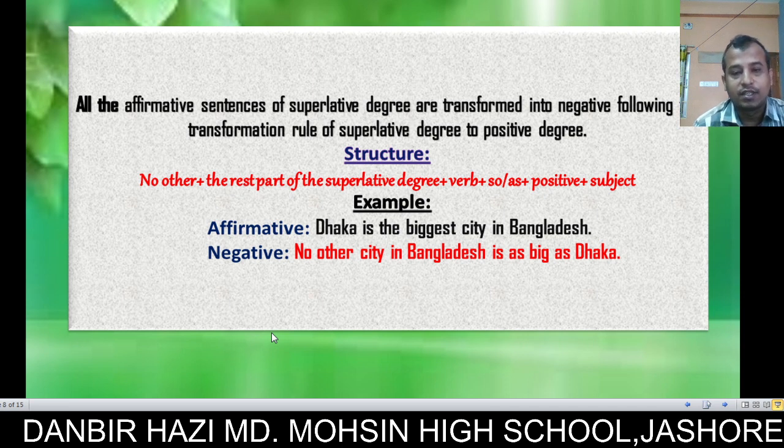So let's take an example. Dhaka is the biggest city in Bangladesh. Normally we do the positive degree like this: No other city in Bangladesh is as big as Dhaka. So you are making it negative by changing the degree of it.